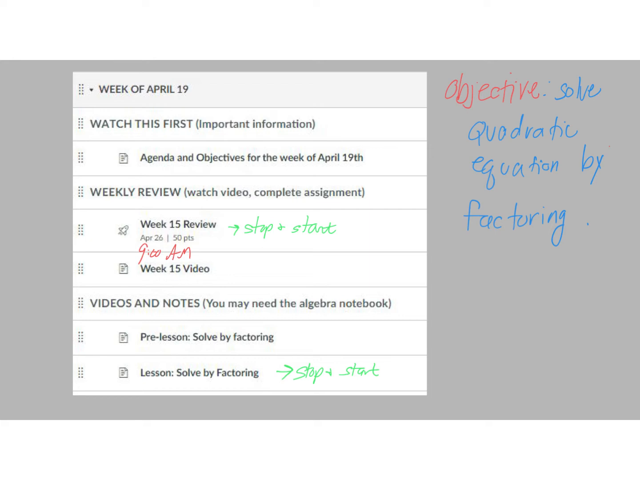Now we definitely want to do this first, because then when we go into our video and notes for this week, they are going to use factoring. And so we want to make sure that we really review it up here first.